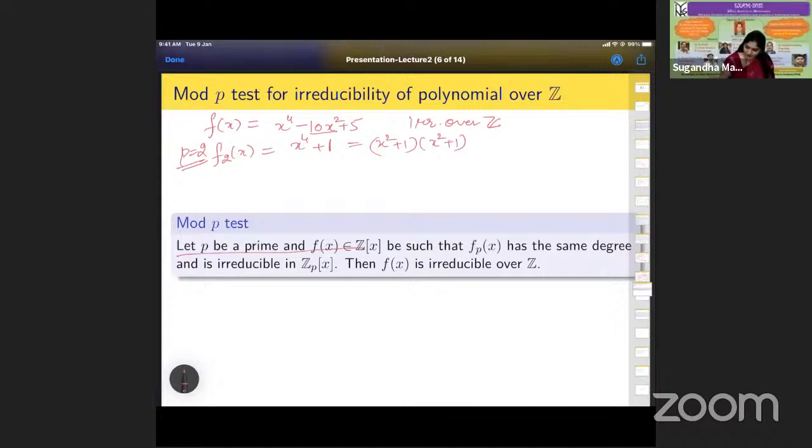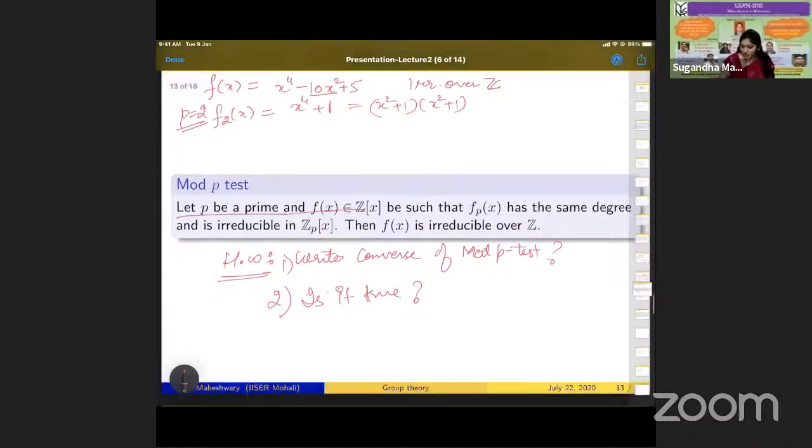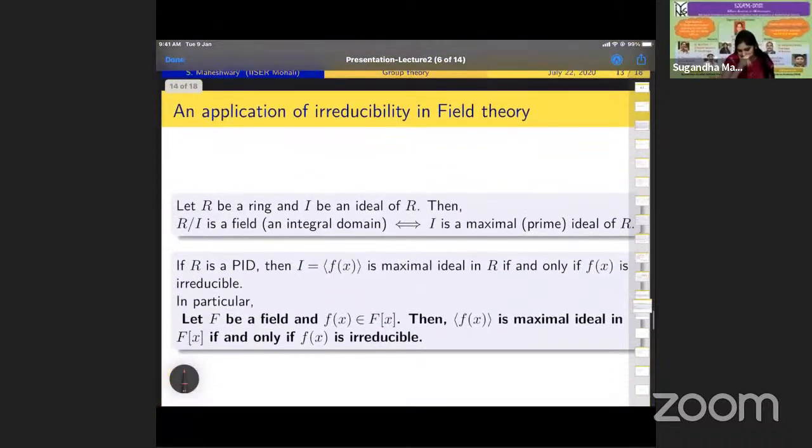So my homework for you is, firstly, to write the converse of the mod p test carefully. Second, to find out whether it is true. I shouldn't be giving you all the answers, that will stop you from thinking.